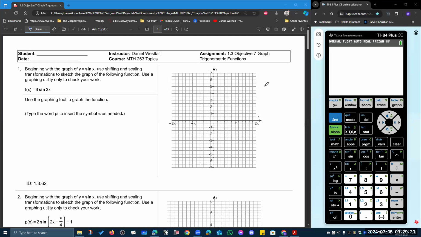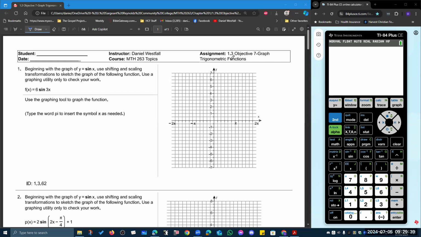In this video, we're going to graph trigonometric functions from 1.3, Objective 7. These problems are meant to be done with the assistance of a graphing utility within the software. So I'm going to be using my calculator instead of that to do the graphing portion.